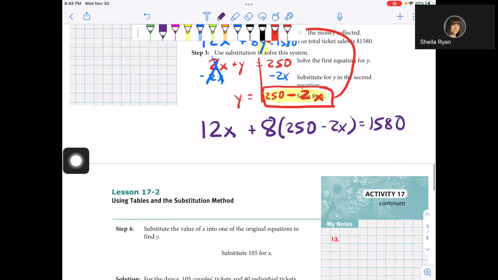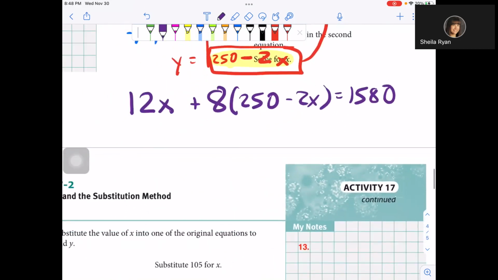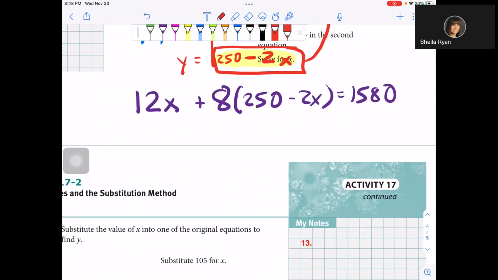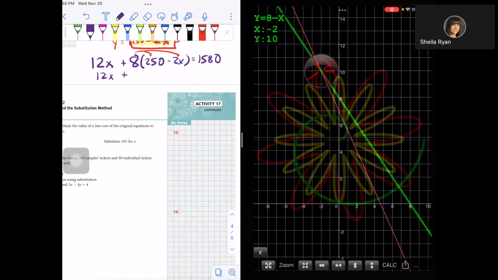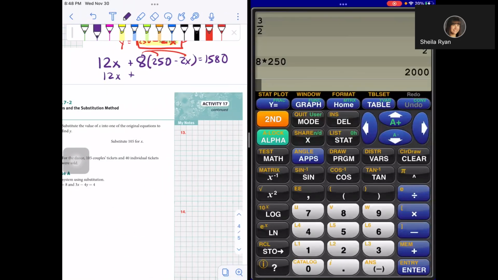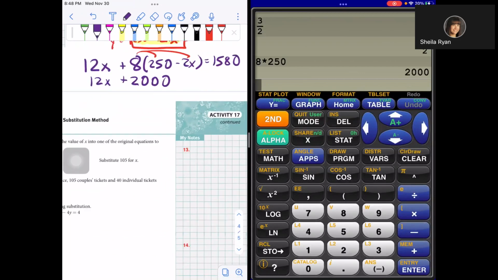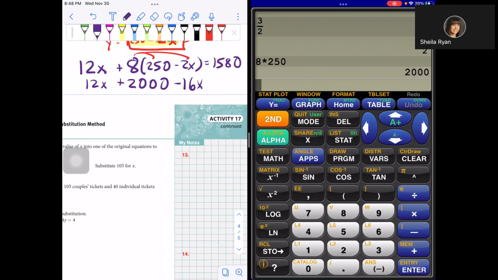Okay, so now we're going to solve it in this space right here. We'll start with our distribution. So we have our 12X plus, and then 8 times 250 is 2,000. 8 times negative 2X is negative 16X, and we get 1580.